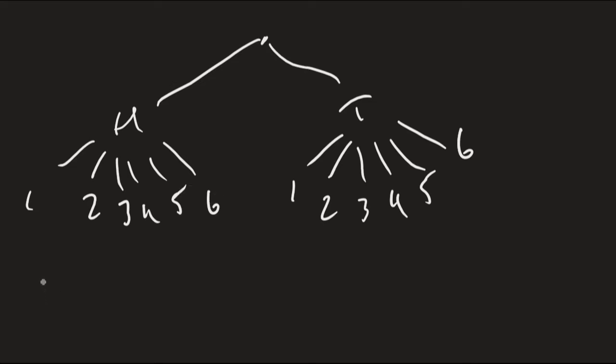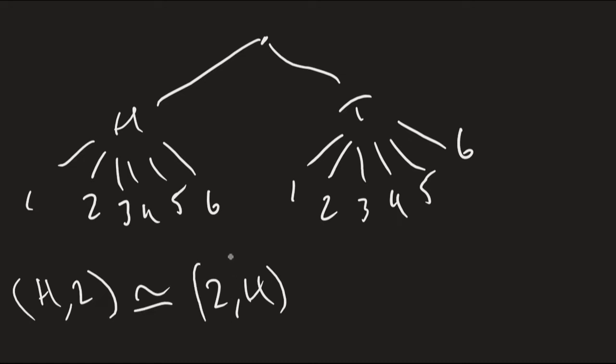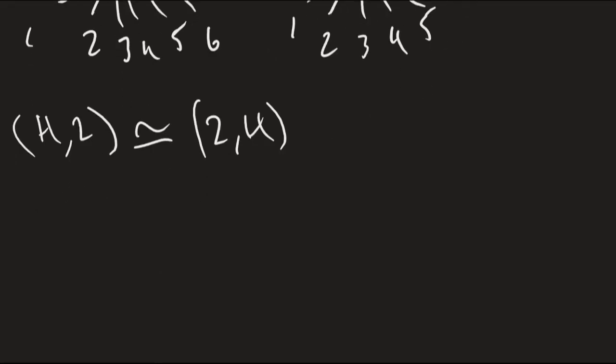So each individual outcome, we'll take for example H and 2, is equivalent to 2 and H. So if we get a 2 on the die and we get an H on the coin, it's the same as getting an H on the coin and a 2 on the die. But sometimes the order actually matters, like say if we're using a password. So we'll have a look at that next.